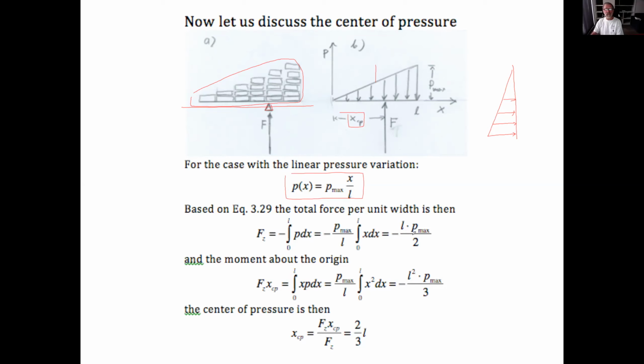X squared over 2, and then it's going to be L squared over 2 divided by L, so L Pmax over 2. That's it. So this is the pressure, which is going to be equal to, this is 0 here, this is here. So the average pressure is actually 1/2 of the maximum pressure, okay?